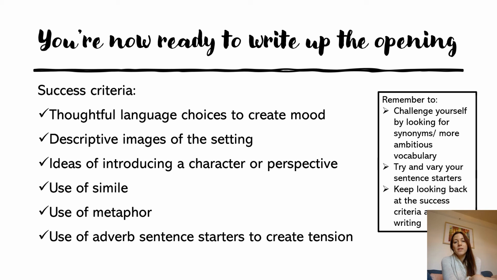So your success criteria is thoughtful language choices to create a specific mood, descriptive images of the setting, so using imagery with words effectively, so as if your image wasn't there. Ideas of introducing a character or perspective, so it could literally just be in first person or even third person, describing watching someone. That could be really sinister. And you're also going to bring back your use of simile, your use of metaphor, and your adverb sentence starter that you created earlier. And it's really important to remember to challenge yourself by looking for synonyms, more ambitious vocabulary.